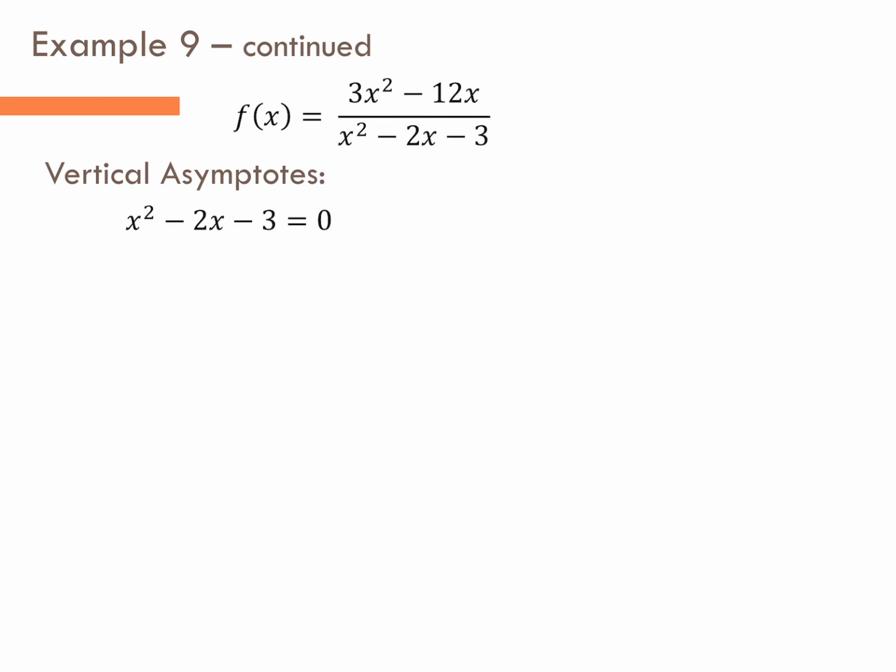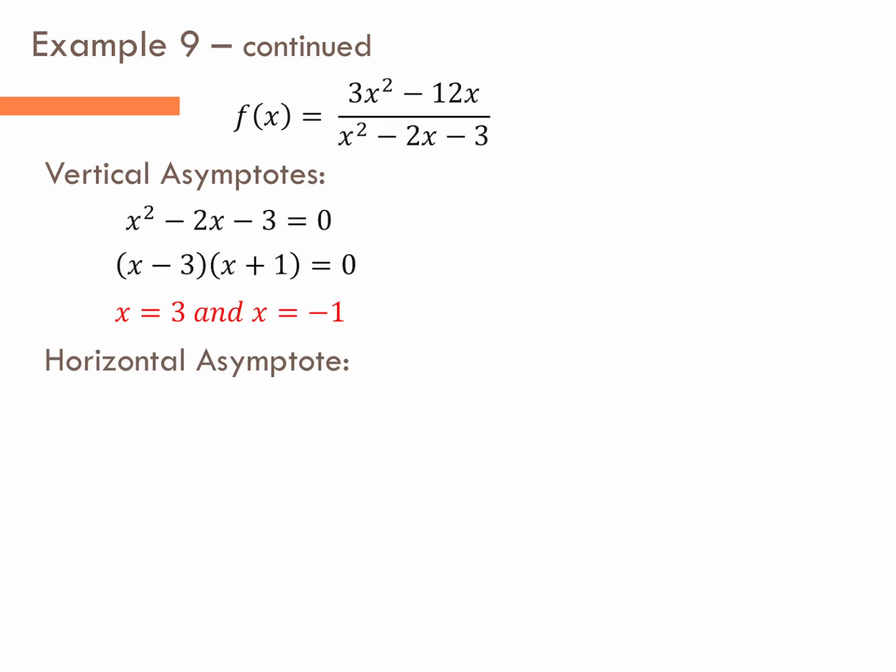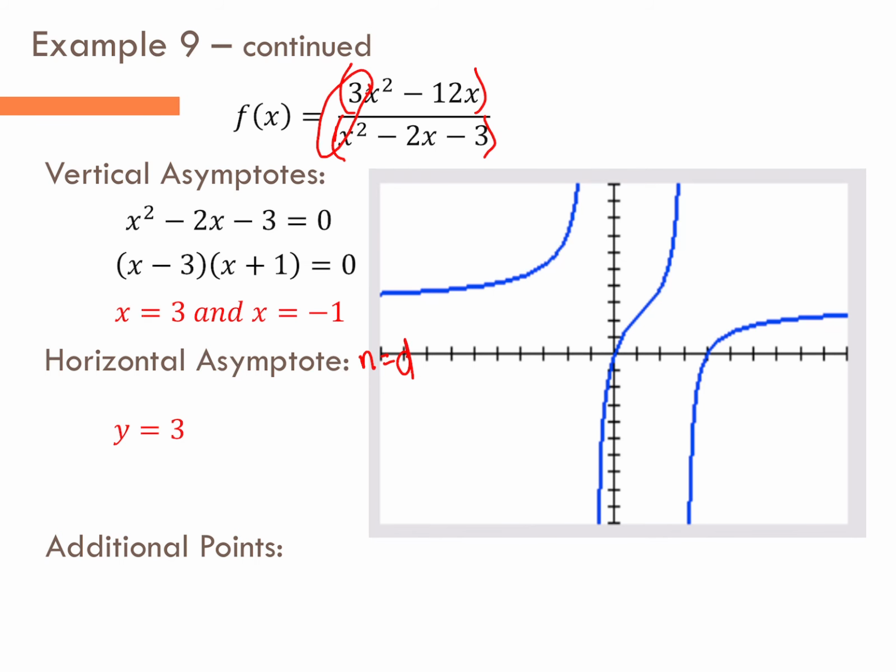For the vertical asymptotes, set the bottom equal to 0. We also had already factored that, x minus 3 times x plus 1. So 3 and negative 1. For the horizontal asymptote, you compare the degrees. In our case, n equals d, so we make a fraction out of our leading coefficients, and y equals 3. Plug it into your calculator, and make sure you put parentheses around the top and parentheses around the bottom, and we'll graph it.